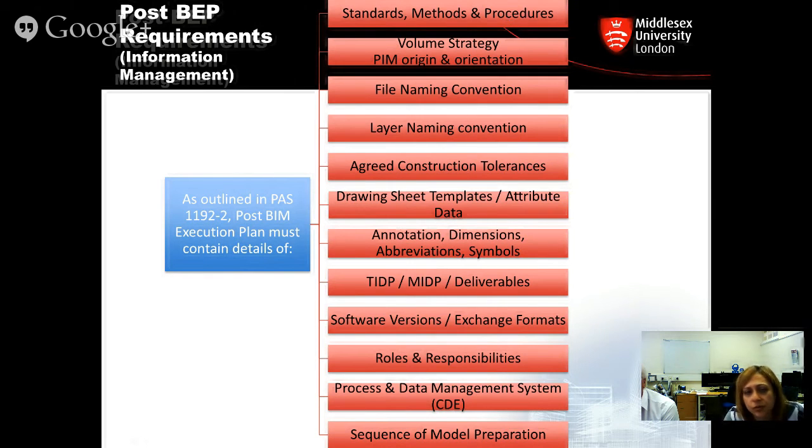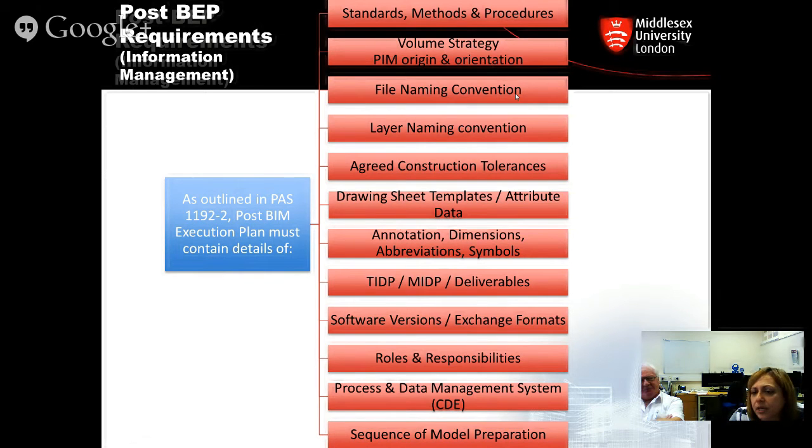Again, this should be in alignment with the EIR. What kind of volume strategy will be used, okay? We're not dividing up the volumes as yet, but what is the strategy for the division of the volumes? Who will do the volume strategy division, for example? Where are the origins and orientations of that project, okay?